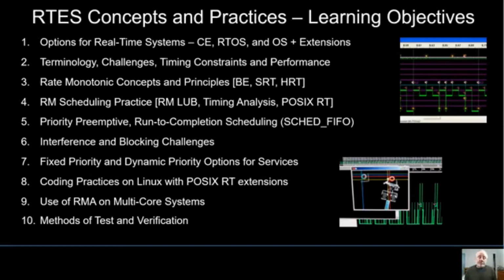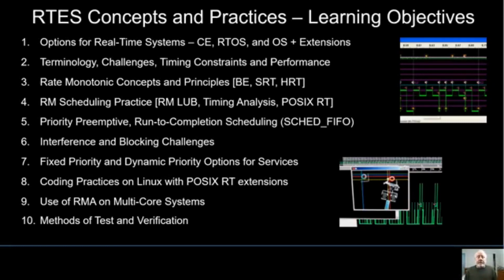There are a number of options. We use Linux mostly because of convenience and availability, and to keep you focused on learning, especially in this first course, the basic concepts and practices. But as we go through the series, you use the same platform, and we just dig deeper.